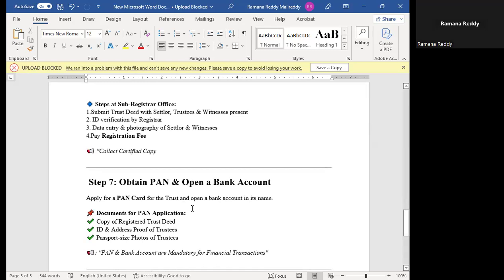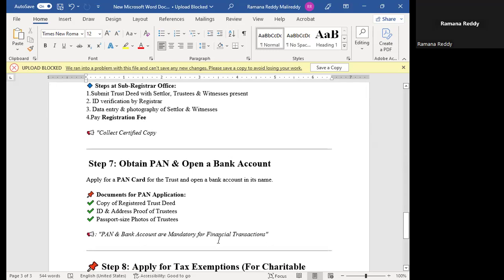Another step 7 is obtain PAN and open a bank account. Apply for a PAN card for the trust and open a bank account in its name. Documents for PAN application, copy of registered trust deed is required. ID and address proof of trustees are required. Passport size photos of the trustees are required for obtaining a PAN and opening a bank account. See, this PAN and bank account are mandatory for financial transactions.